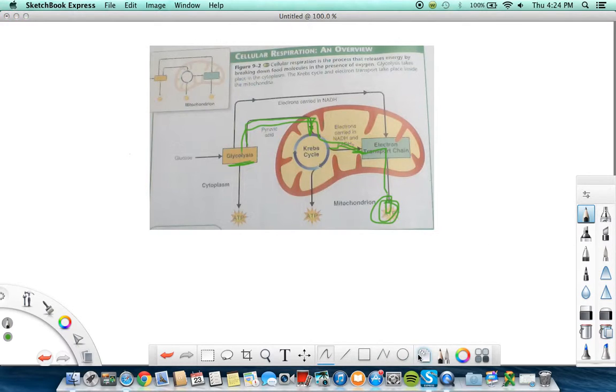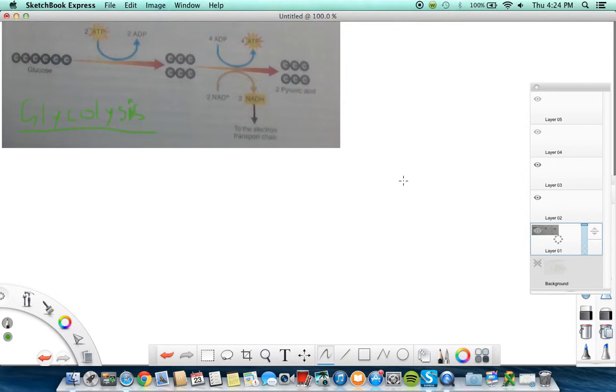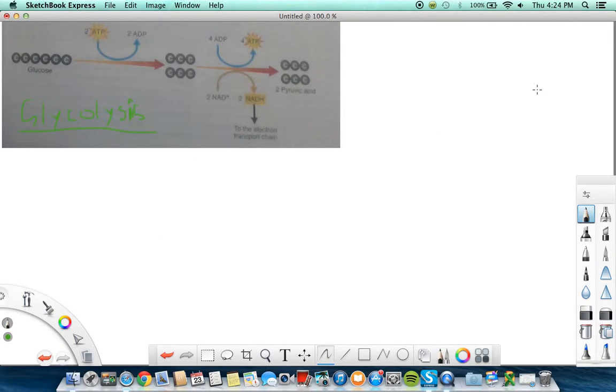So this is glycolysis. This is basically an overview of glycolysis, the first part of the cellular respiration process. This is one glucose molecule. You know the equation: C6H12O6 plus 6O2 goes to 6H2O, 6CO2, and energy. The C6H12O6 is basically this glucose molecule over here.